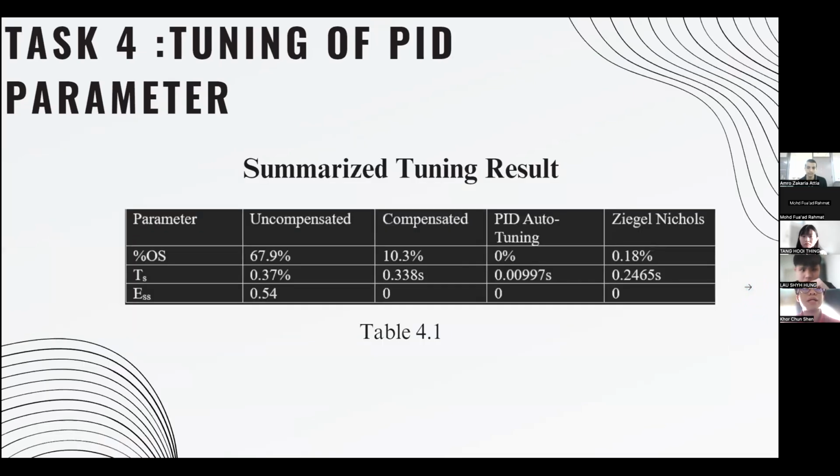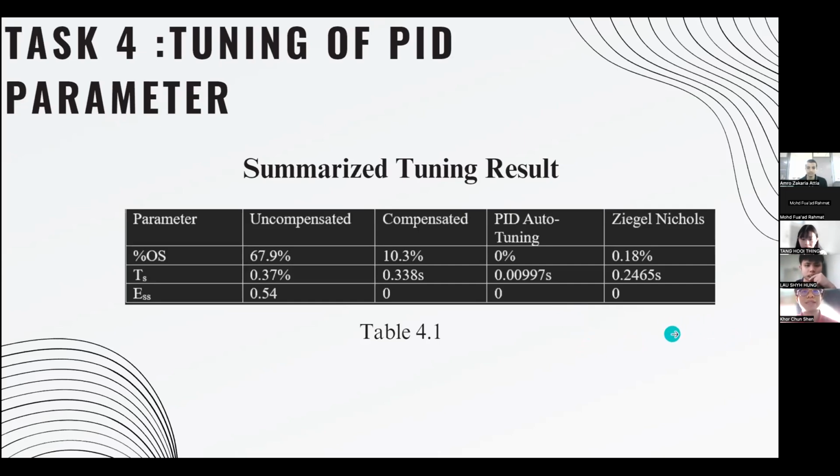Next, here's the summary of the tuning result. From the table below, we can see that the uncompensated overshoot is 67.9%. After being compensated, we get about 10.3%. But we need to improve it by using two types of tuning, which are PID auto tuning and Ziegler-Nichols tuning. By comparing these two, we can see that PID auto tuning gives us the best result with 0% overshoot, but Ziegler-Nichols is nearly 0, though it still has 0.18% overshoot, so we can summarize that auto tuning is the best tuning method for us.